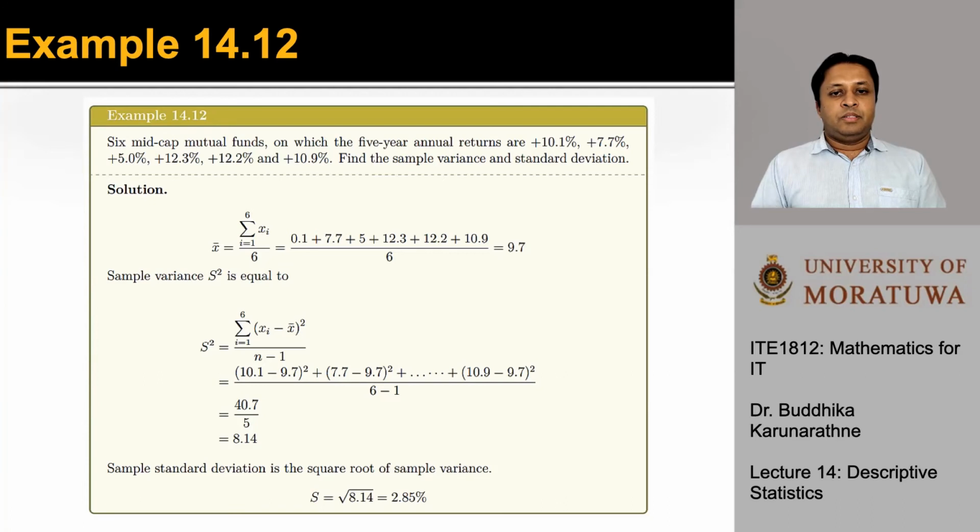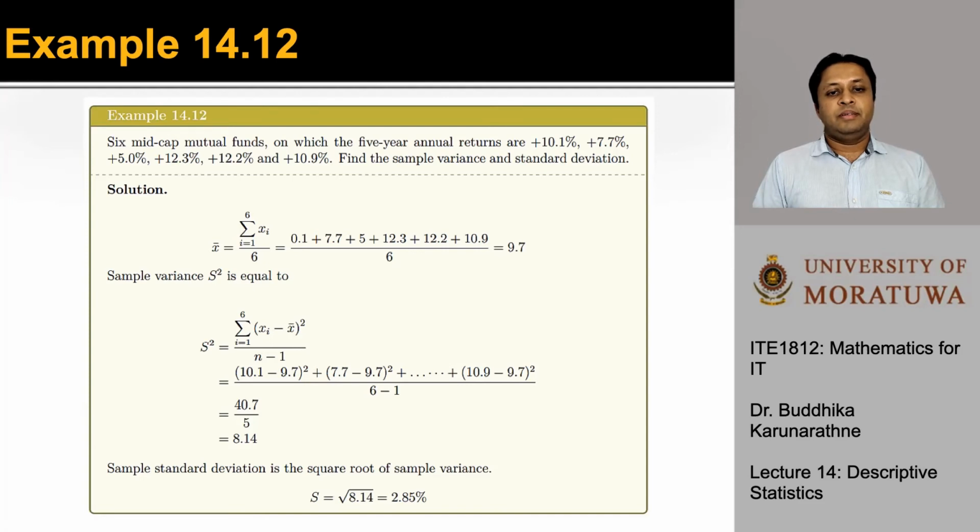To find the sample variance, you first have to find the mean of the sample. So find the x bar. How do you do that? Here you have all the six values in the sample. You add up those values and divide by the number of samples, which is 6. So you get x bar to be 9.7. Now the next step is calculating the sample variance S squared.